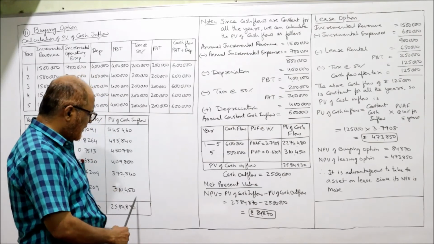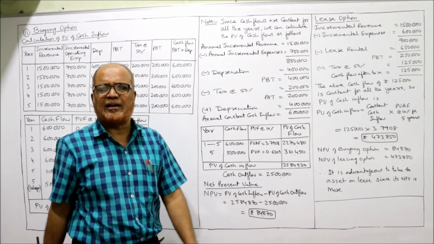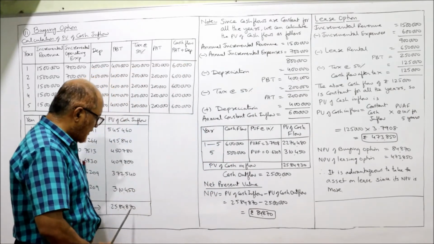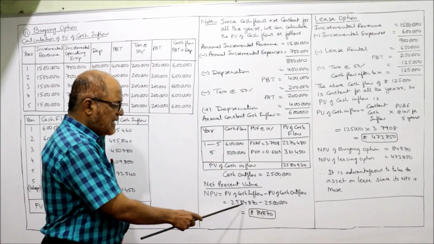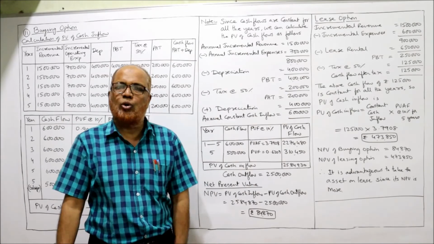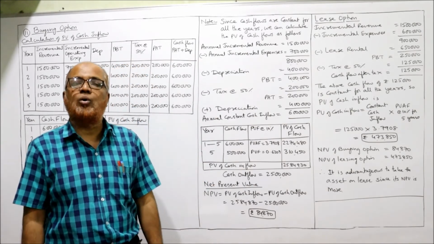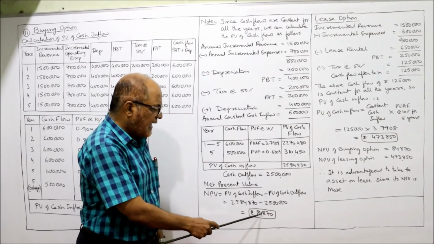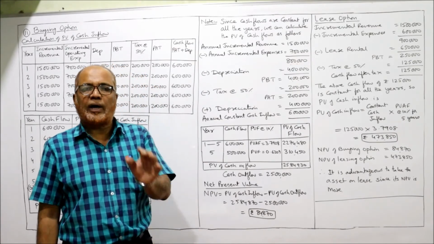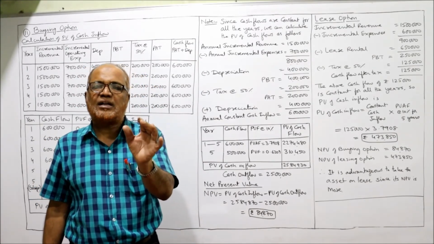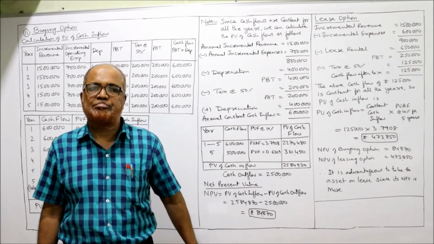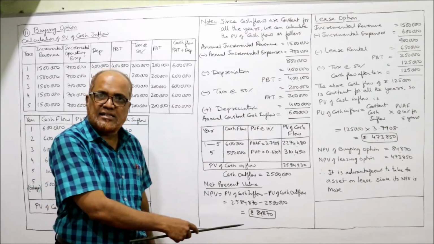25,84,870. Take any one, this one or this one, because 60 rupees is a negligible amount. Ignore. So, I am taking this one. 25,84,870 is the PV of cash inflow, minus PV of cash outflow. Outflow is 25 lakh. Subtract. You'll get 84,870. So 84,870 is the NPV, net present value in the buying option. If you buy the asset, this is the NPV.